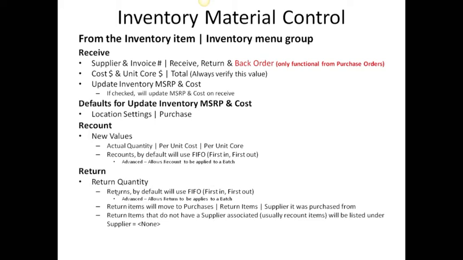Okay, enter the return quantities. Returns by default will use FIFO, again meaning first in, first out. You can use the advanced option to return items that apply from a batch. Return items will be moved to the purchases return items under the supplier you made the purchase from. On the other hand, return items that do not have a supplier associated, which would usually be recounts, okay, will be listed under the supplier none.